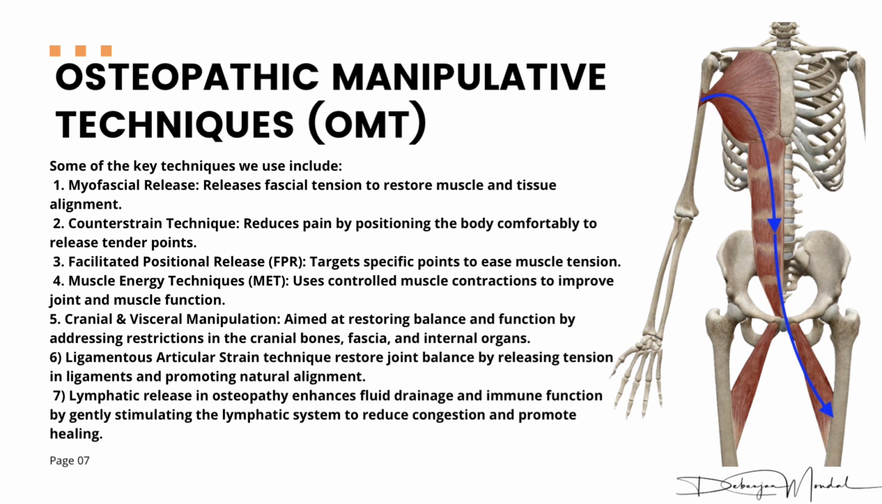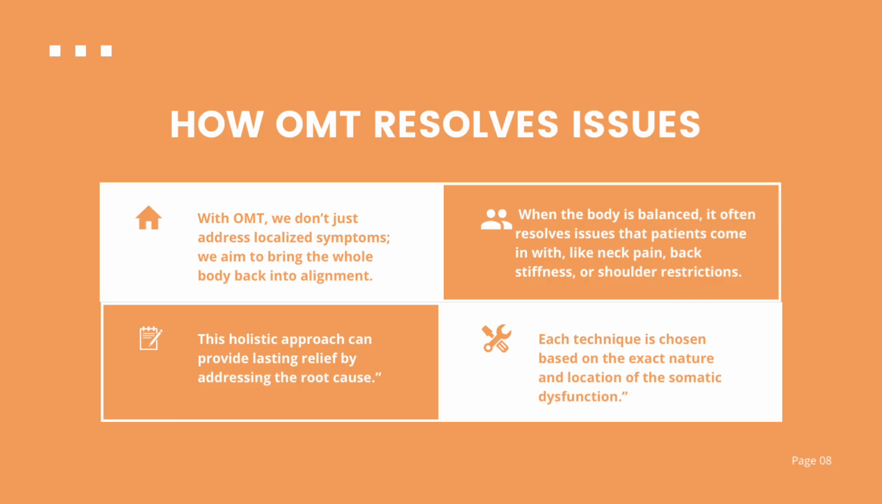Cranial and visceral manipulation are aimed at restoring balance and function by addressing restrictions in the cranial bones, fascia, and internal organs. Ligamentous articular strain techniques are gentle osteopathic methods that restore joint balance by releasing tension in ligaments and promoting natural alignment. Lymphatic release in osteopathy enhances fluid drainage and immune function by gently stimulating the lymphatic system to reduce congestion and promote healing.